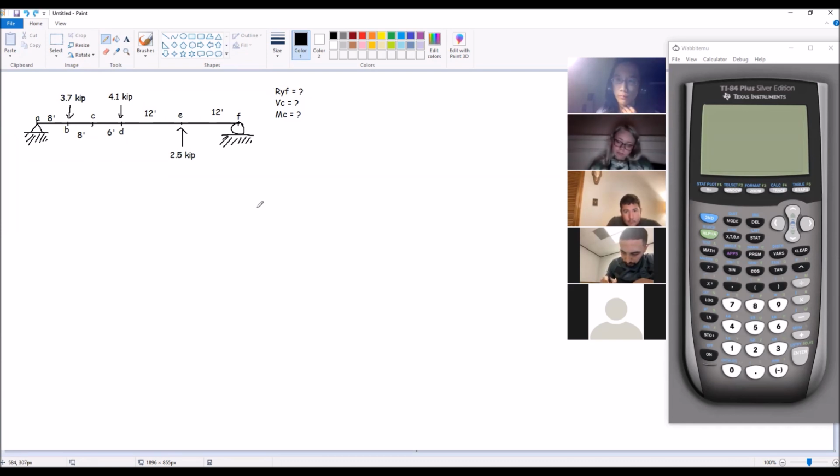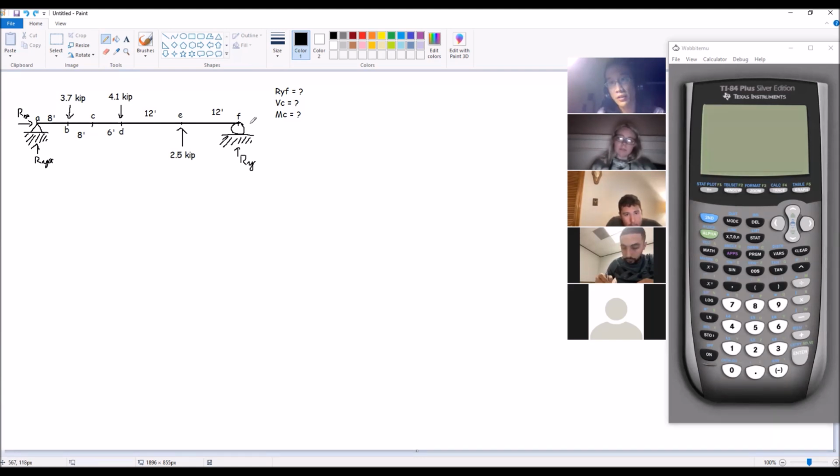So first we should just draw in all the reaction vectors. For pins, we have 2 vectors. We have an RXA and an RYA. Because it's a pin, there's two reactions. And how many reactions do we have in a roller? I believe we only have one, right? We only have one reaction for a roller, and it's going to be perpendicular to the surface of the roller.